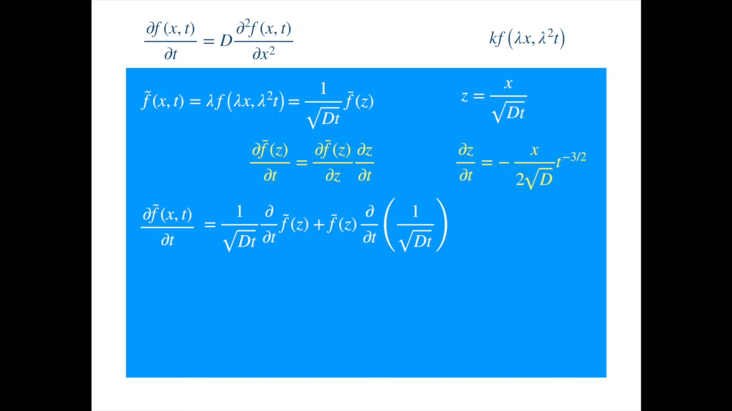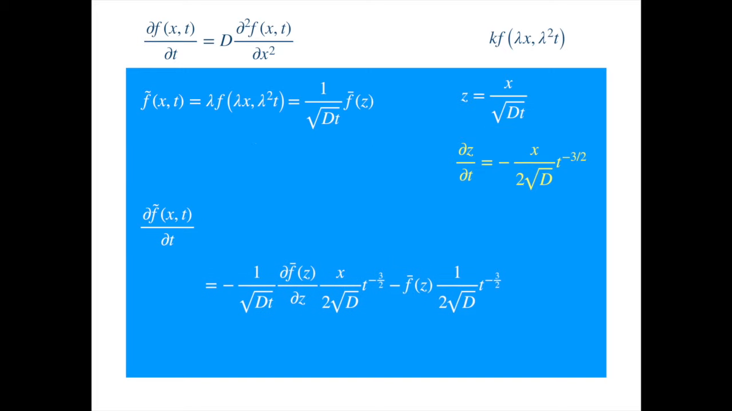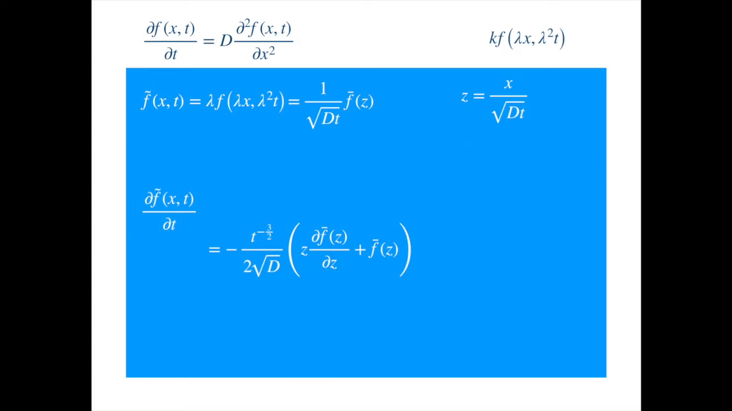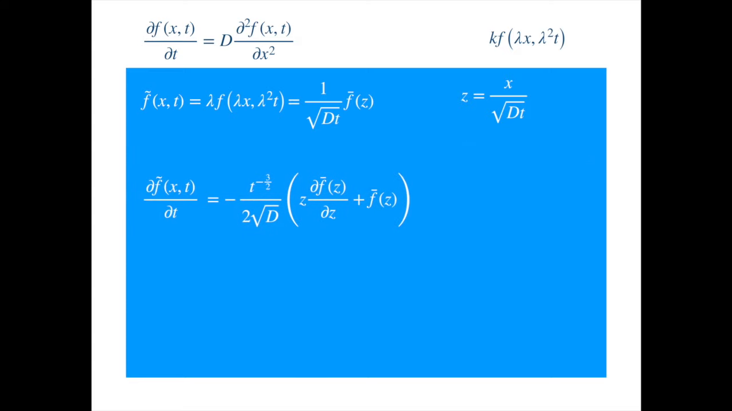Now we can substitute these into the expression to get. By the way, the derivative of the last term with respect to t is the same as the derivative of z with respect to t without the x. Now we can factor out the common term. We also replaced x divided by square root of Dt by z.